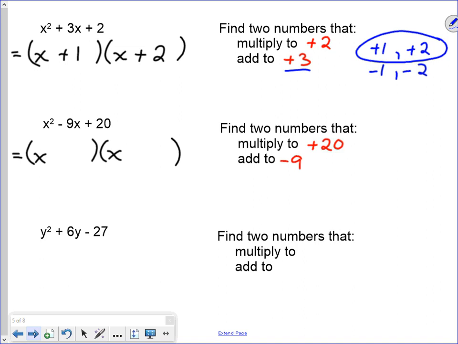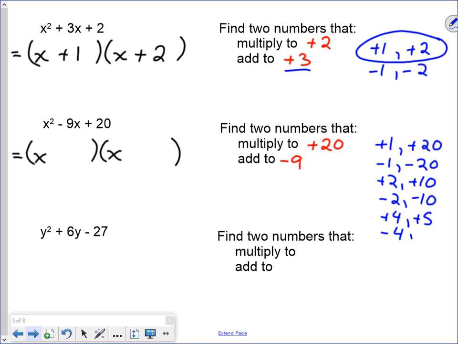What multiplies to positive 20? Plus 1 and plus 20. Negative 1 and negative 20, because two negatives give us a positive. What else? A positive 2 and positive 10. Negative 2 and negative 10. What else multiplies to give us 20? Positive 4, positive 5, negative 4, and negative 5.